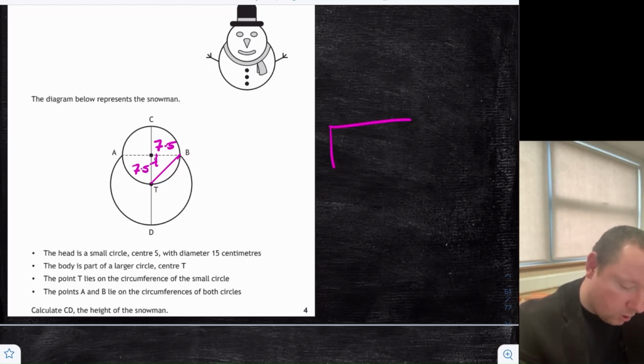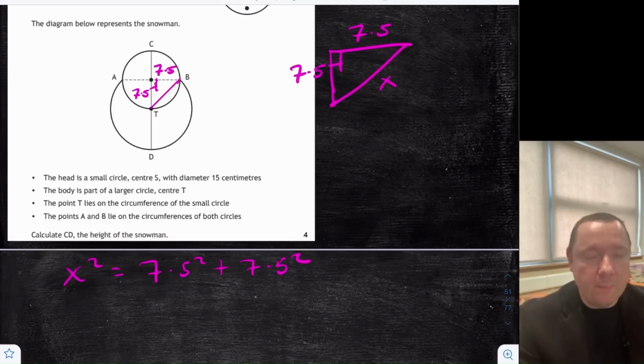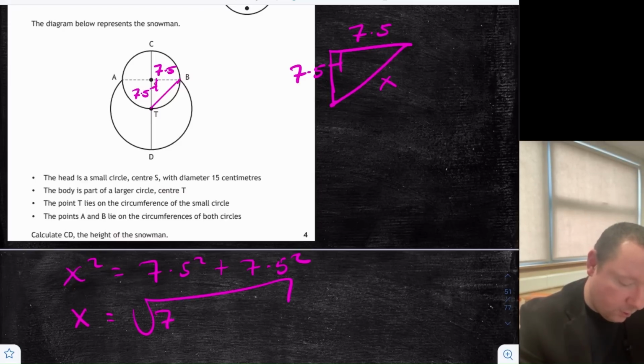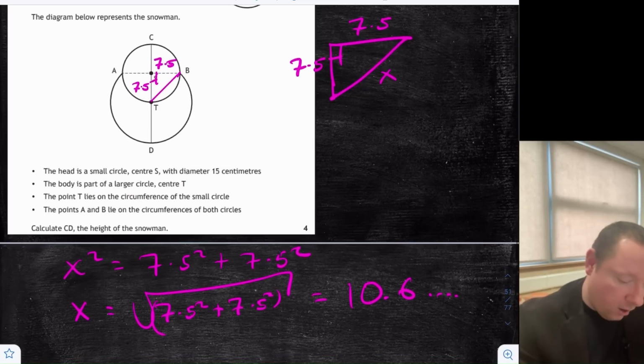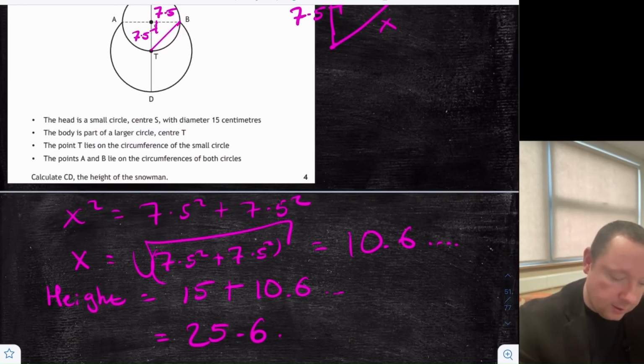So taking that outside of the circle, just to be clear, we have got 7.5 here and 7.5 here with a little x here. So x squared is 7.5 squared plus 7.5 squared. So that means that x equals the square root of 7.5 squared plus 7.5 squared, which we can calculate and then square root or just use brackets to get about 10.6. So that means now that our height is just, well, let's just double check. It's going to be the diameter to T, which is 15, plus the radius of the big circle, which we've just worked out is 10.6. That gives you 25.6 centimetres.